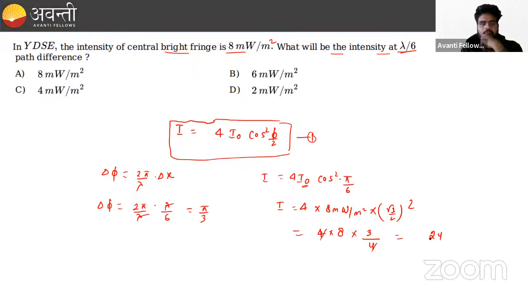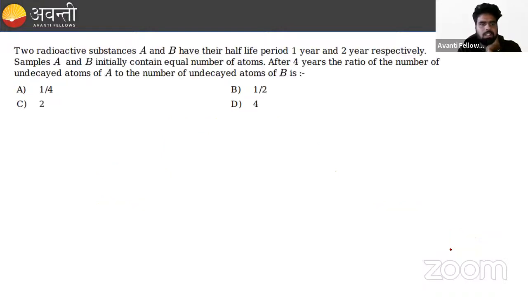So we have to find out what will be the intensity at that path difference. Okay, guys. So here the option of 20 milliwatt per meter square is the right answer, and not 24 watt per meter square. Let's move to the next problem.